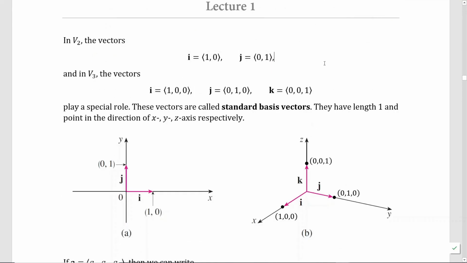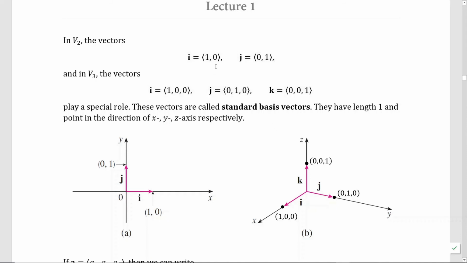In two-dimensional space, these two particular vectors with components 1, 0 and 0, 1, and in 3 dimensions, these vectors with components 1, 0, 0 and 0, 1, 0 and 0, 0, 1 play a very special role. So we denote the vectors as shown here. These vectors are called standard basis vectors.